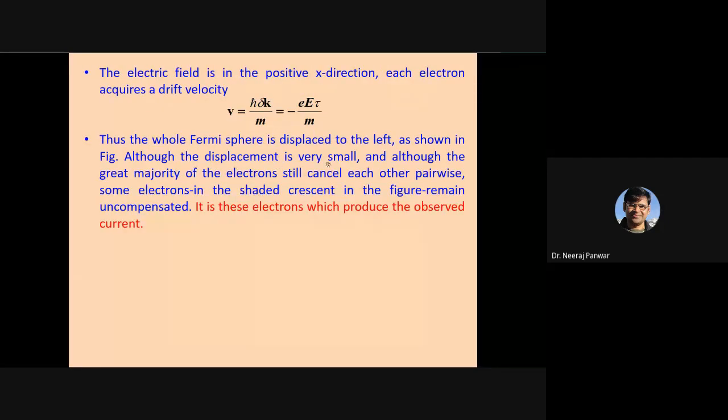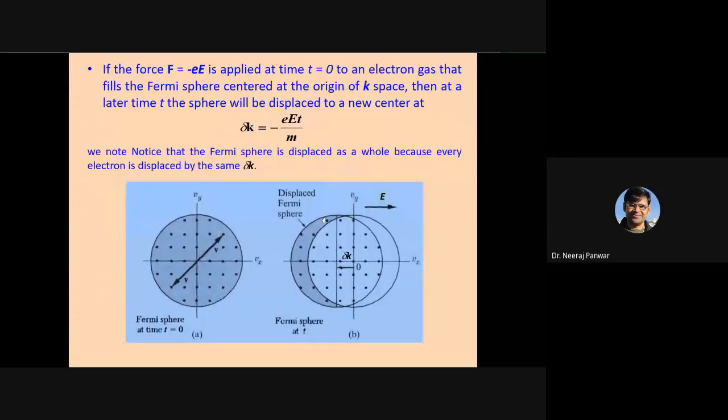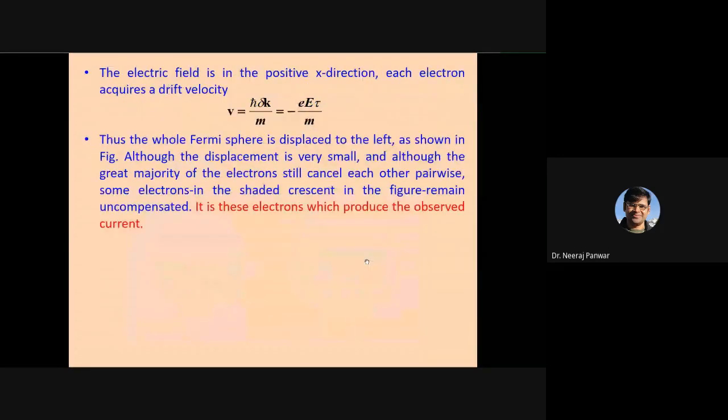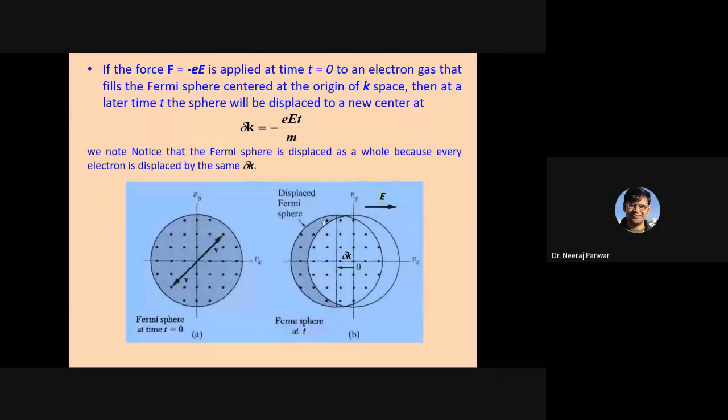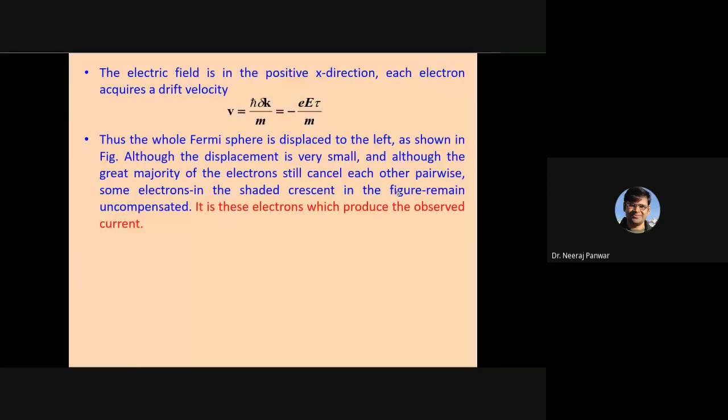Although the displacement is very small, and the great majority of electrons still cancel each other. So in this region, please see the cursor, the electrons will cancel each other, because for every electron with negative k value, we have an electron with positive k value also. Some electrons in this shaded crescent in the figure remain uncompensated, and it is these electrons which produce the observed current.